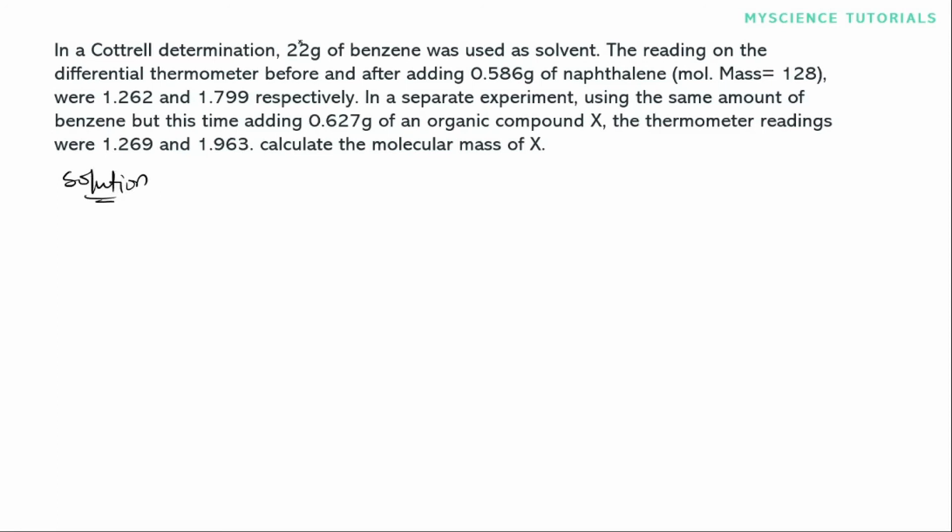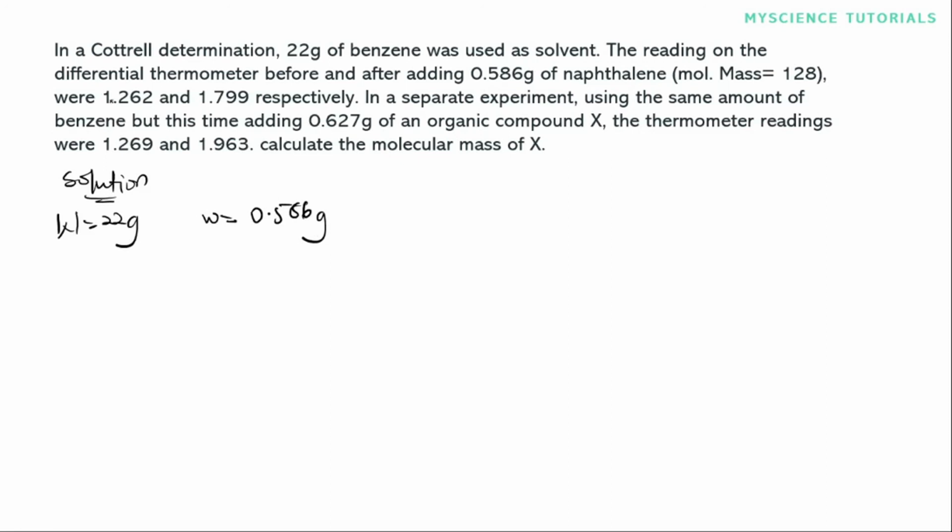So we have here 22 grams of benzene used as a solvent. So we know our capital W is 22 grams. Now the reading on the differential thermometer before and after adding 0.5, so it means our mass of the solute is 0.586 of naphthalene.